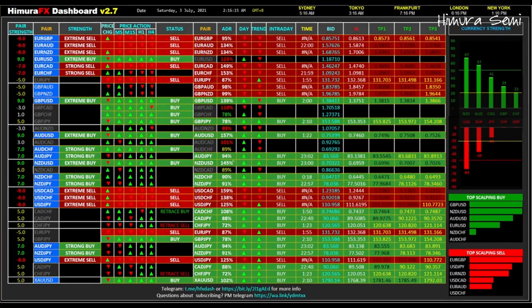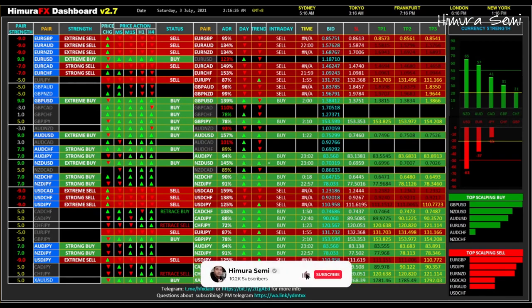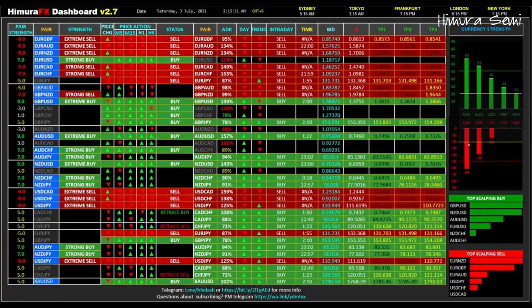Step number 6, which is the last step. We need to look at the day column. It represents the intraday direction. We need intraday to move along with the current trend, which is located in the trends column. The market has a tendency to follow its major trend. As NZD-USD's intraday direction is moving in the same direction as its trend, it gives us a good indication that we are going to trade along with the trend.